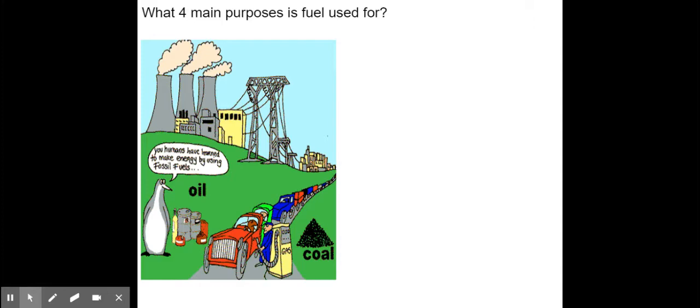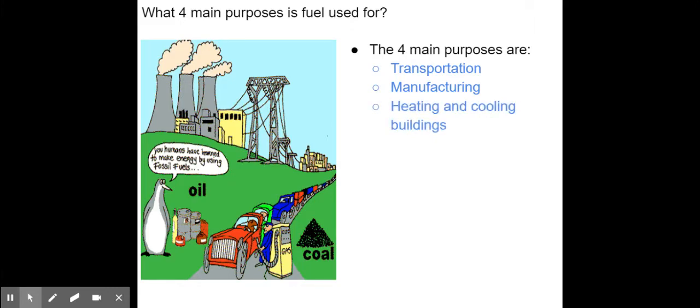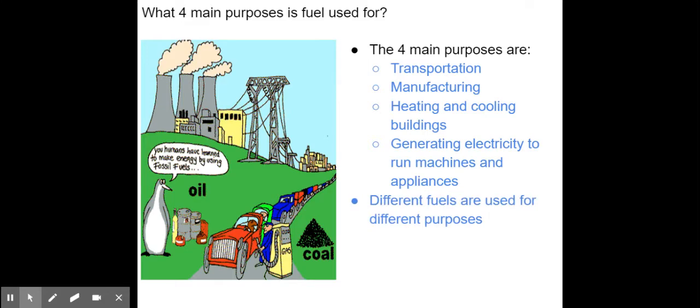What are the four main purposes of fuel? Transportation, manufacturing goods, heating and cooling buildings, and generating electricity to run machines and appliances. Different fuels are used for different purposes, and it depends on cost, availability, amount of pollution it produces, and safety.